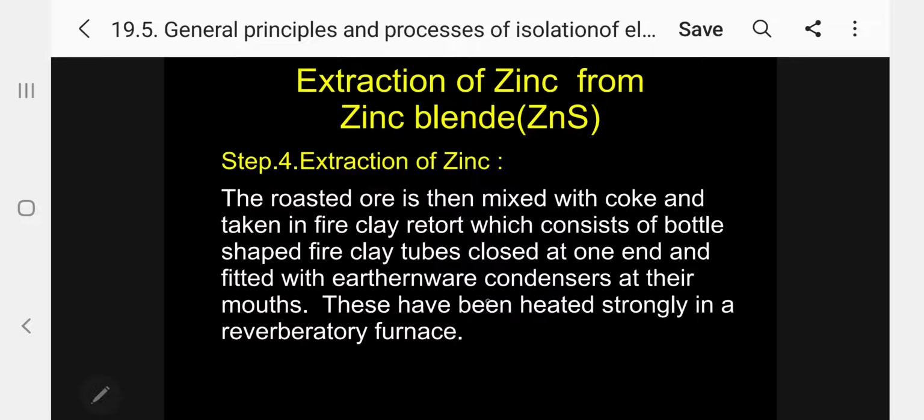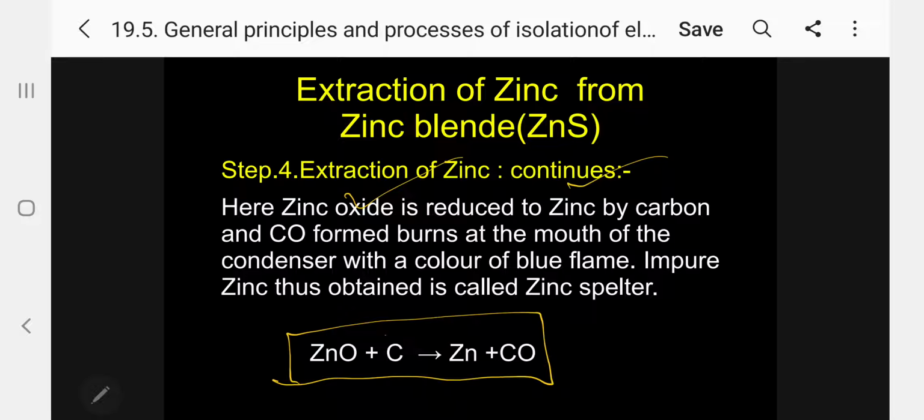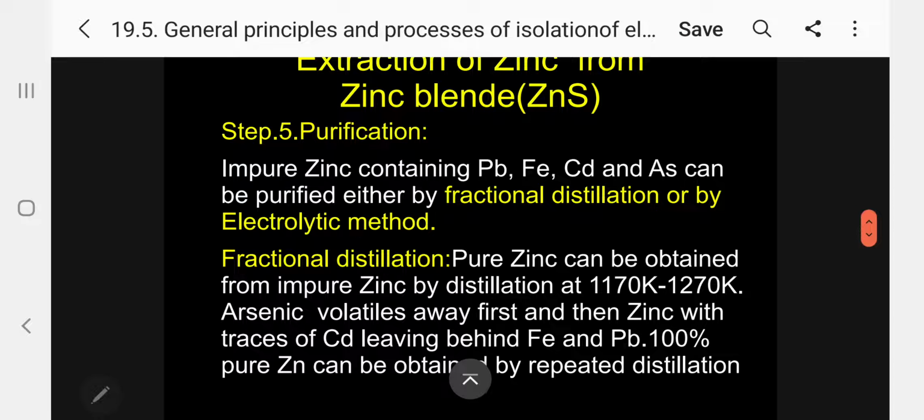Kindly follow. So when we are heating, what is happening now? Here the zinc oxide is reduced to zinc by carbon. Kindly follow the reaction. When you heat with carbon, it is called carbon reduction. So zinc oxide undergoes reduction to zinc, and carbon monoxide is formed. The CO formed burns at the mouth of the condenser with a blue flame. The impure zinc metal thus obtained is called zinc spelter.